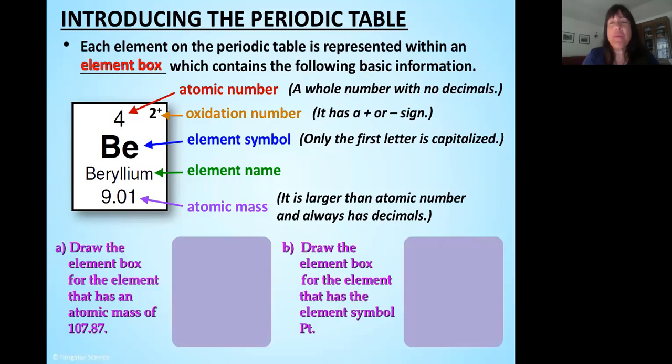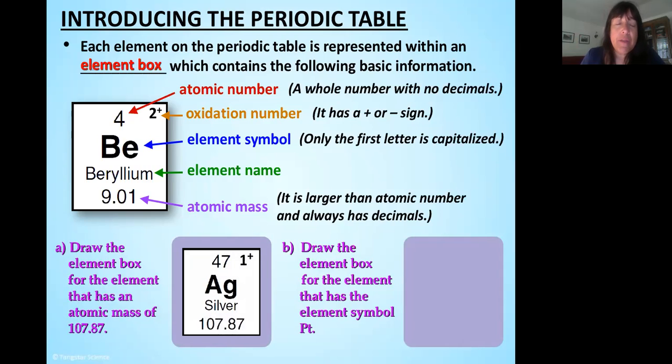So if you were in my class, you'd have a periodic table in front of you, and I would say, draw the element box for the element that has the atomic mass of 107.87. You would go to your periodic table, find the one with the atomic mass of 107.87, and fill in the information. And the next one says, draw the element box for the element that has the symbol PT. You would find out what PT is, and you'd fill it in. So the element with 107.87 is silver.